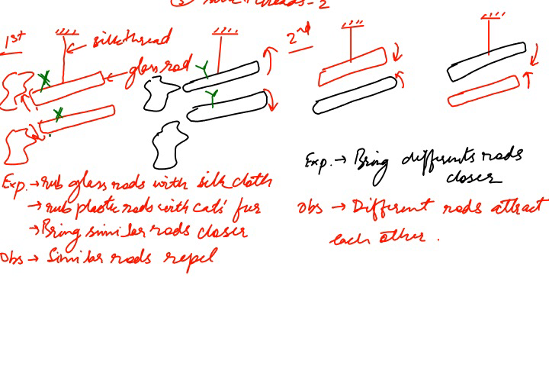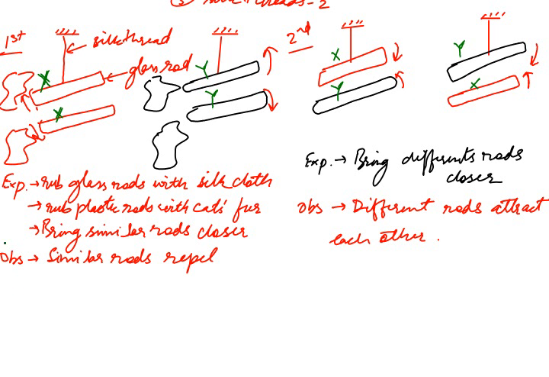So what we are observing here is that similarly charged rods repel. And in the second process, we know the glass rod is charged in X way and the plastic rod in Y way, and differently charged rods are attracting each other. This is the conclusion until now, that glass rods are charged in some way and plastic rods are charged in some different way.